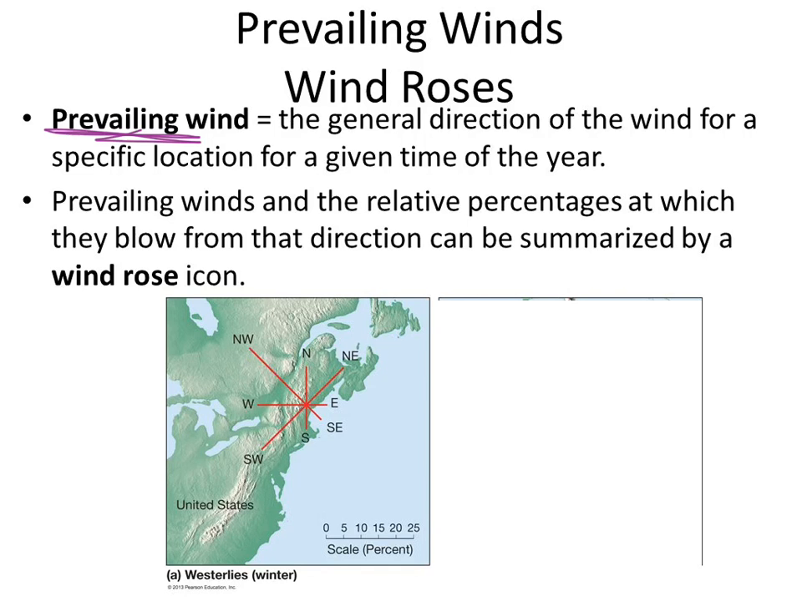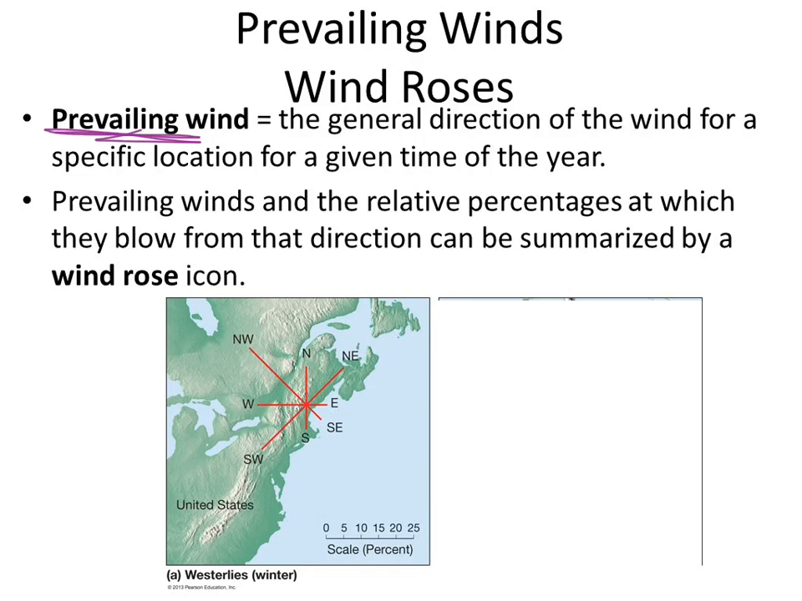So usually our surface, now these are surface winds. At upper elevations, everybody's got a westerly, coming from the west, going to the east. But surface winds can kind of vary. So what they do is they make these wind roses.